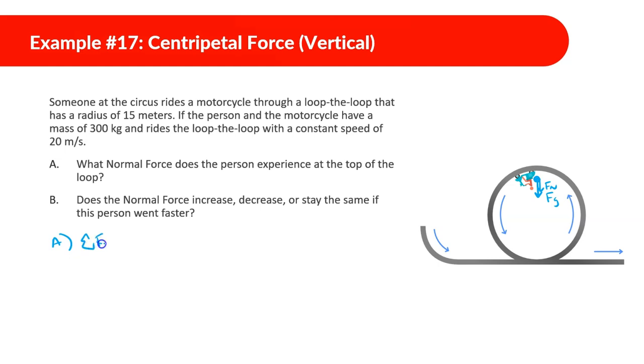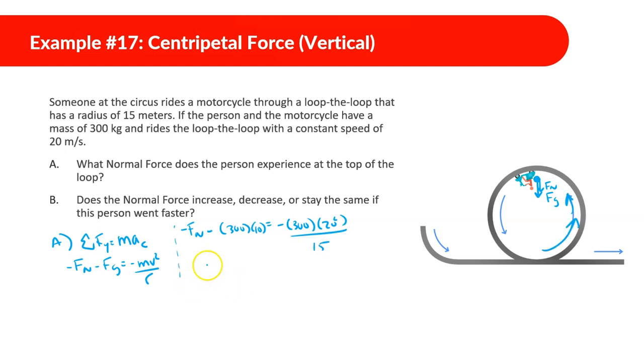Okay, so part A. Sum of all force in the y is equal to mass times centripetal acceleration. So we have force normal going down, force of gravity going down, and centripetal acceleration going down. Okay, everything is pointed downwards. What are we looking for? Normal force. Okay, great. Force of gravity is 300 times 10, and it's going to be equal to negative 300 times v squared, which is 20 squared, divided by the radius, which is 15.